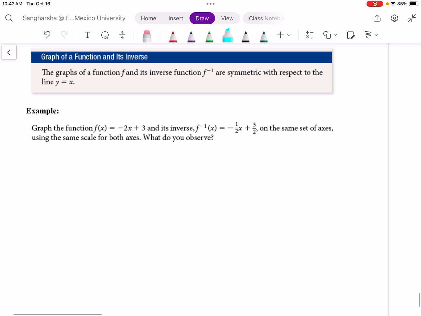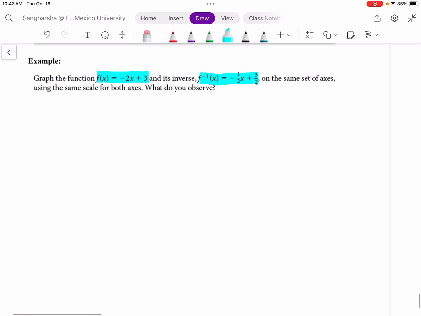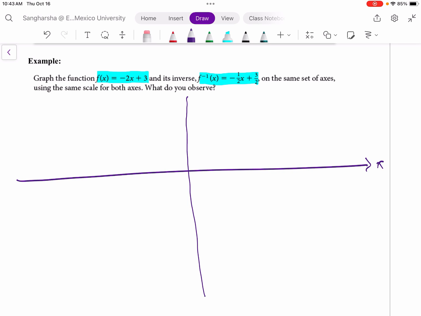Now here we have a function, f of x equals negative 2x plus 3, and we are asked to graph this function. Let's go ahead and graph. We are asked to graph on the same scale here. So this is the x-axis, this is the y-axis, we have the origin. Now, how do we graph this function? What is the y-intercept for this function? This constant is the y-intercept, right? So 3 is the y-intercept. So this is 3. Let's start here.